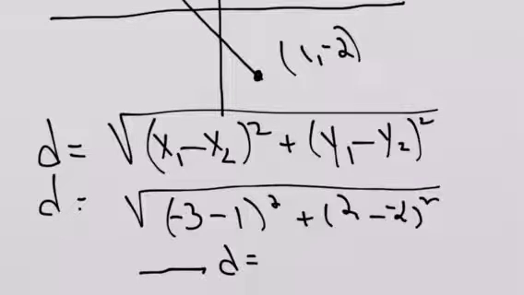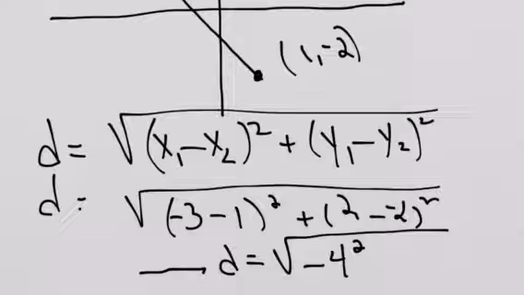we have distance equals the square root of -4 squared. -3 minus 1 is -4. To that we will add 2 minus -2. When we have two negative signs, they go positive. And 2 plus 2 is 4. And again, we will square that.